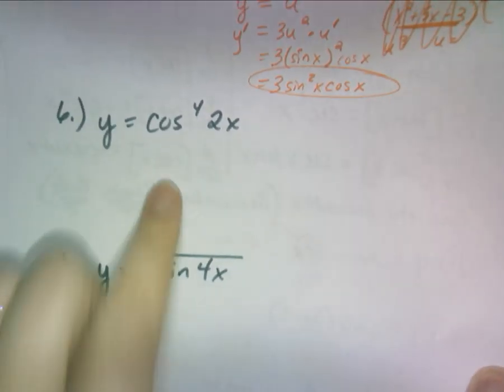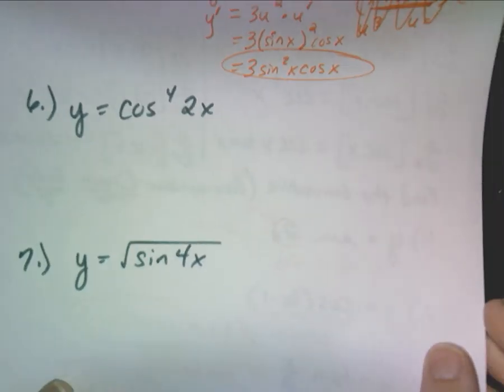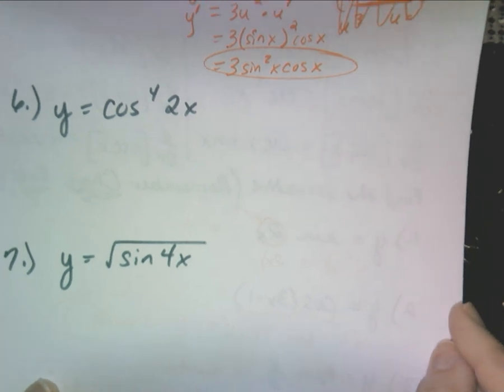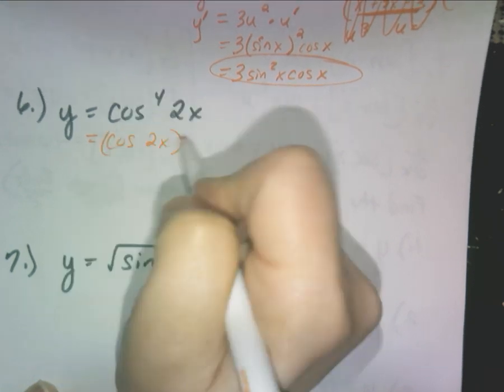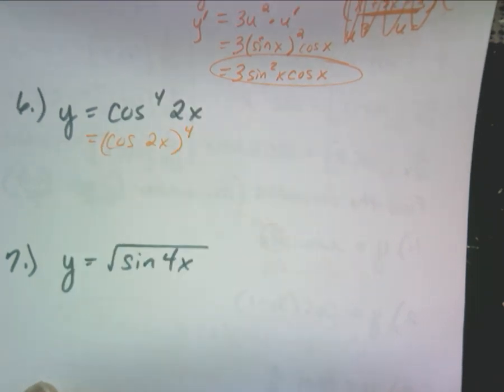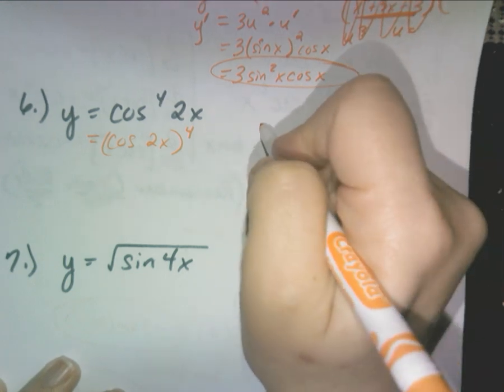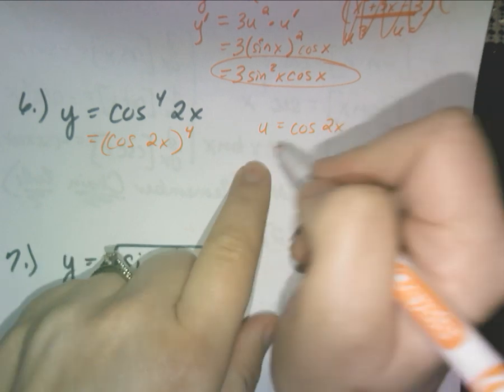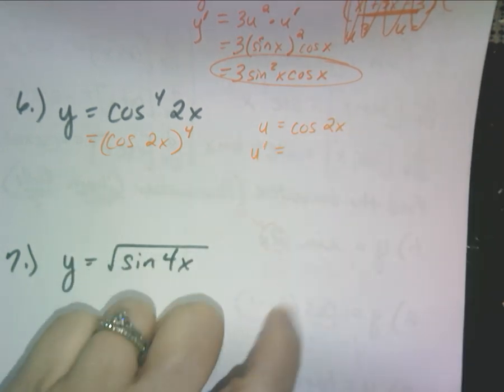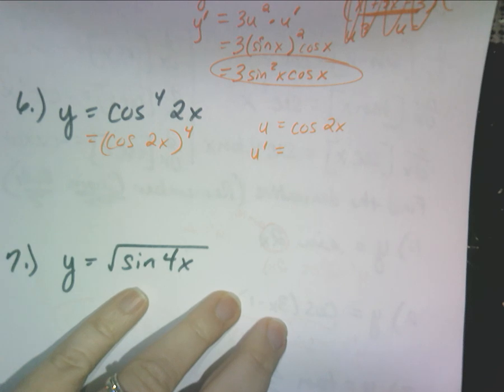So then look at number 6 with me. How would you start that off? What would you do? Rewrite it as cosine 2x to the 4th. Okay? So then what is my u? Cosine 2x. Oh, wait. What is my derivative of that? No. Negative. It's negative 2 sine 2x.